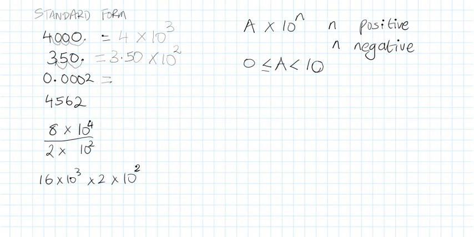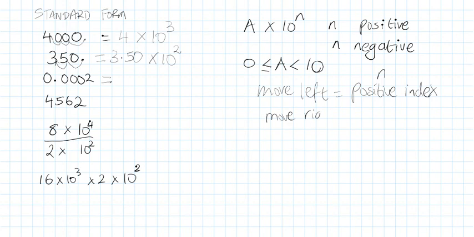So if we're moving to the left, maybe I can write a note here. When we move to the left, it's a positive index. By index I mean the 10 to the given power, so the n is positive. If I move to the right, then it's a negative index. The 10 to the power is actually a negative number.